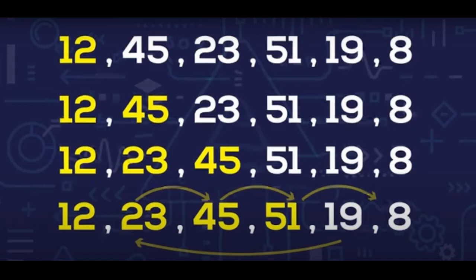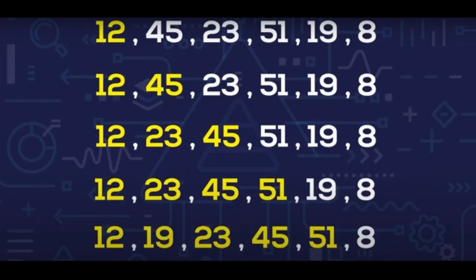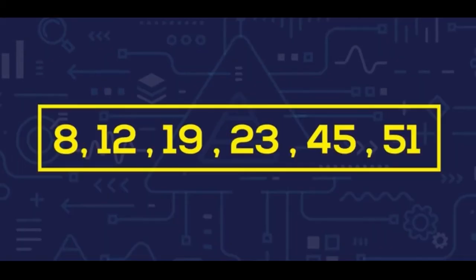Whichever element we are comparing, in the last position we are comparing 19, so we will store this 19 in a temporary variable, and from the temporary variable we will compare with the left hand elements. Now we will compare with the 8. We will first compare with 51, then 45, then 23, then 19, and at last we will compare with 12, and then it will come at the first position.